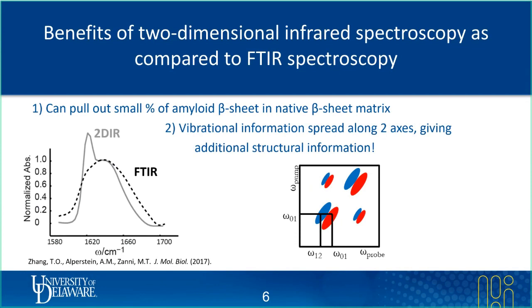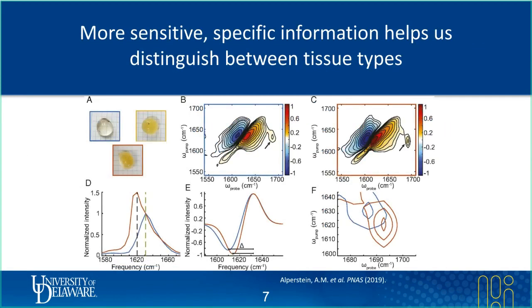When we think about terms like coupling, how is this vibration, how is this bond over here coupled to this bond over here? We can see that come out in these off-diagonal features. And all of that together, this more sensitive, specific information, is what helps us distinguish between the protein secondary structures in these tissue types.